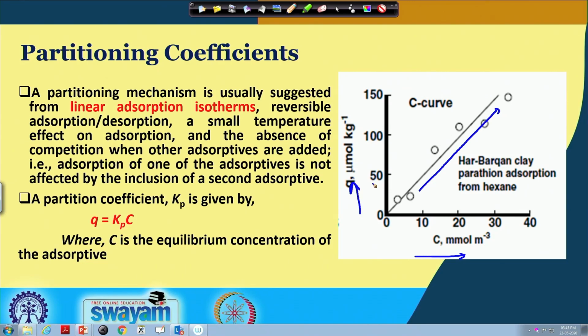Now, the partitioning coefficient, which is denoted by Kp, is given by this formula, where Q is, as you know, the amount adsorbed, Kp is the partitioning coefficient, and C is the equilibrium concentration of the adsorptives. Basically it is the concentration of that particular species of ion in the soil solution, and Q is the amount of adsorbed ions in the soil adsorbent. So, this is the relationship between the partitioning coefficient and the amount adsorbed.